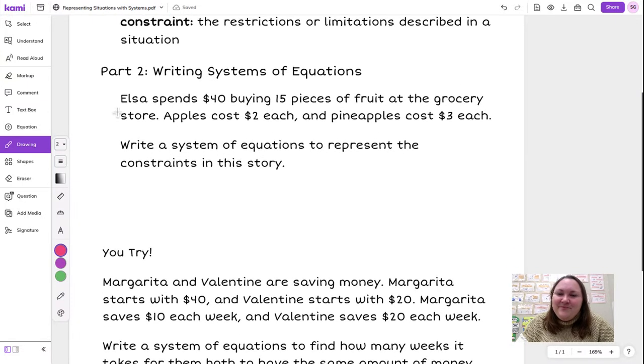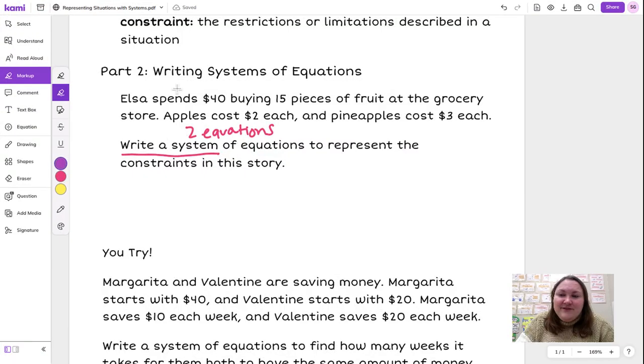For example, we have the story about Elsa. Elsa spends $40 buying 15 pieces of fruit at the grocery store. Apples cost $2 each, and pineapples cost $3 each. Write a system of equations, remember that means two equations, to represent the constraints of this story. The first thing I'm going to do, because there's a lot of information here, is identify my two constraints, identify my two groups of information.